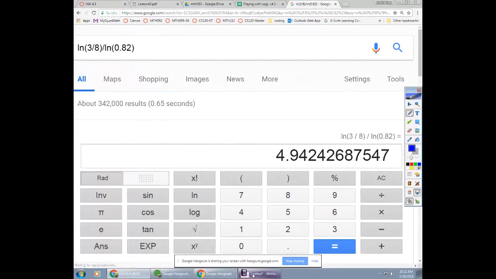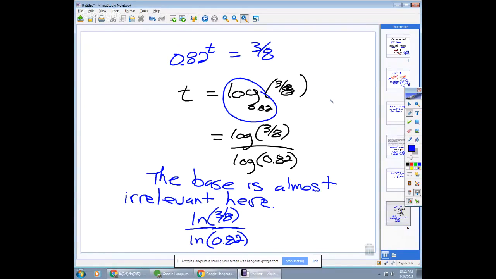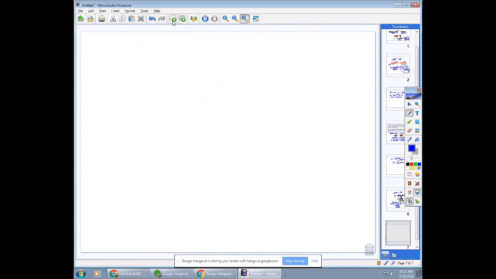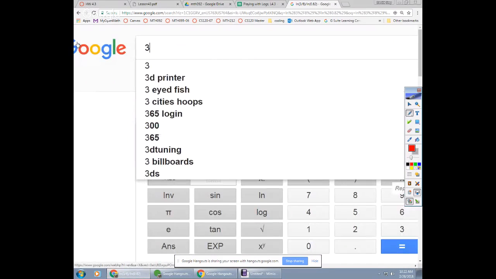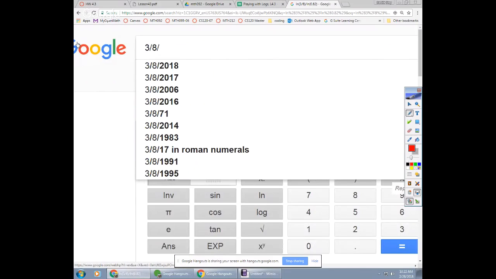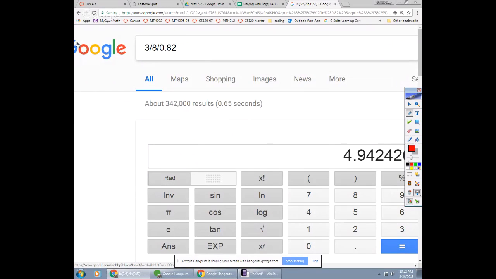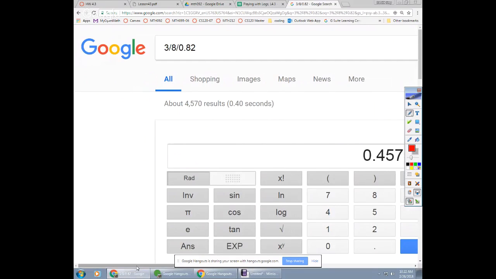So somebody might try to take that a step further to say, well, if the log is irrelevant, why not just get rid of it? So let's test that theory. What if we just ditched the log completely and tried to take 3/8 and divide by 0.82 and just bypass the logs completely? It ain't gonna work. The logs are important, even though it doesn't matter which log you pick, as long as you're consistent. So if on my calculator I say, okay, what is 3/8 divided by 0.82? My calculator says it's 0.45.